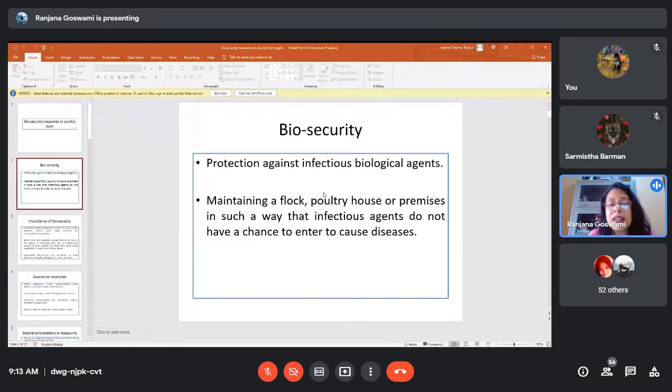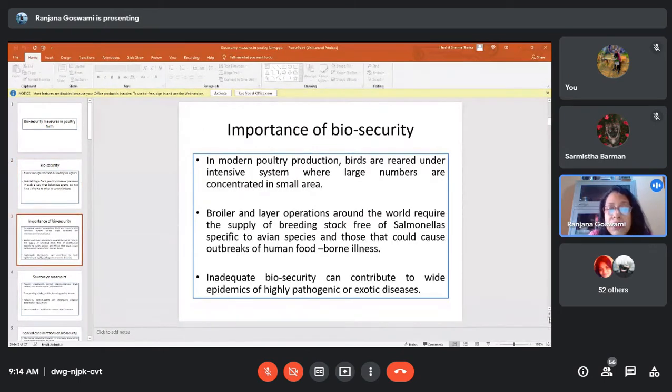You have to maintain the flock and the poultry house in such a way that the infectious agents do not have a chance to enter and cause diseases. That is why it is very important to take care of the flock, and you have to follow all the hygienic and sanitation practices in order to keep these infectious agents away. So why is it important? Why do we have to go for these biosecurity measures?